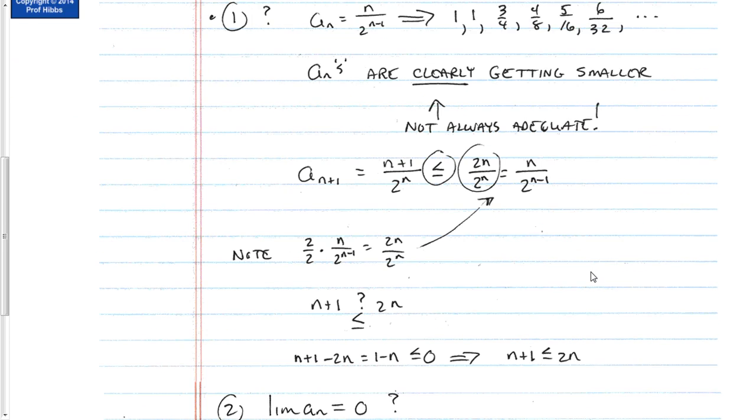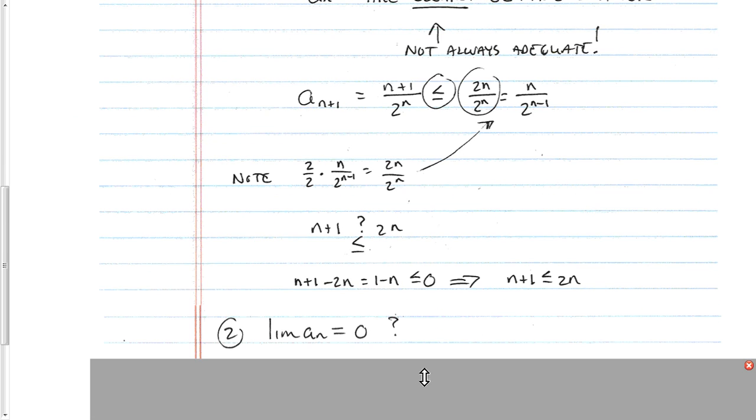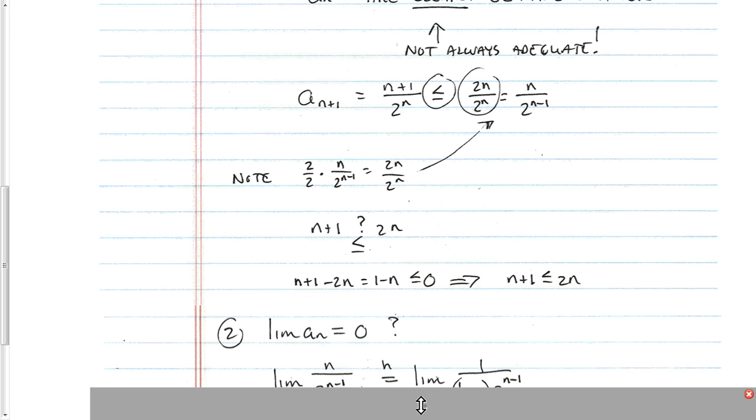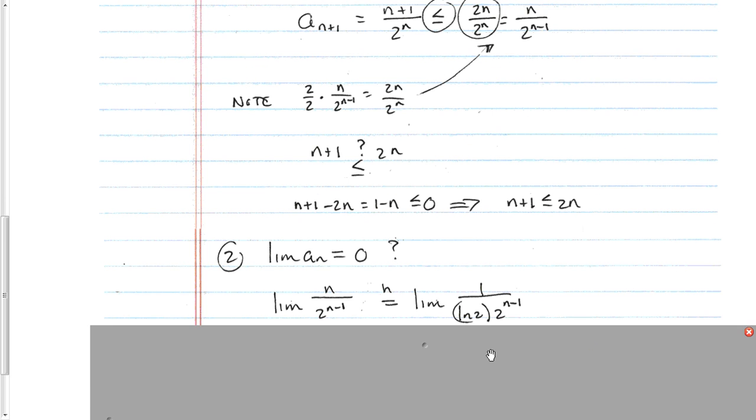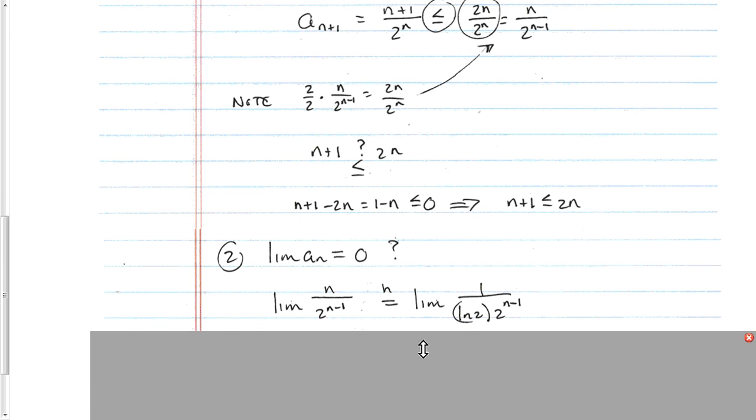So they are in fact getting smaller. So the next thing to do is consider the limit of the a sub n's, and that would be this limit. Now, as n goes to infinity, which I got lazy and didn't write, we have an indeterminate form of infinity over infinity. When n goes to infinity, the numerator is going to infinity, and so is the denominator.